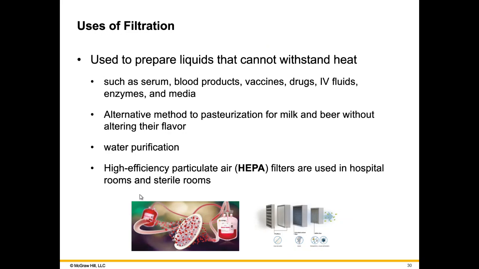So where are these used? These are used to prepare liquids, for example, that cannot withstand heat, like serum, blood products, vaccines, drugs, IV fluids, enzymes, and media that we grow bacteria on.